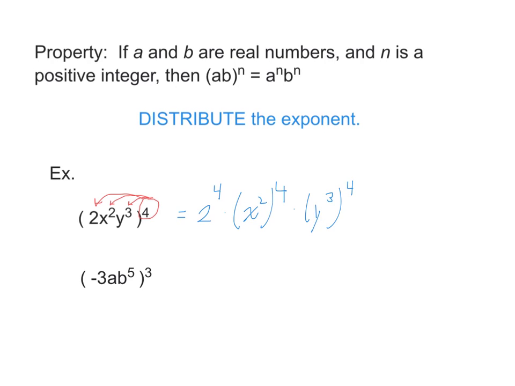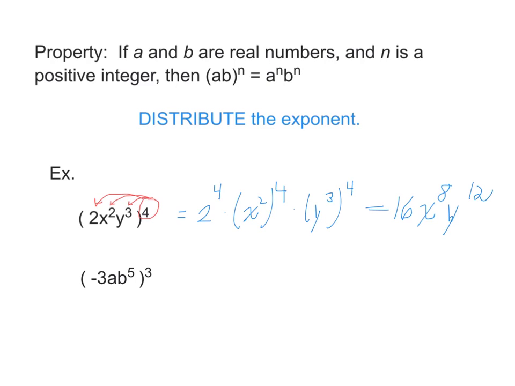Now we're still not done. There's still things that need to be simplified. Because now I actually know what 2 to the 4th is. That's 16. And I have a power to a power. The property said for power to a power, we multiply the exponents. 2 times 4 is 8. Here's another power to a power. 3 times 4, which is 12. So the final answer is 16, x to the 8th, y to the 12th.